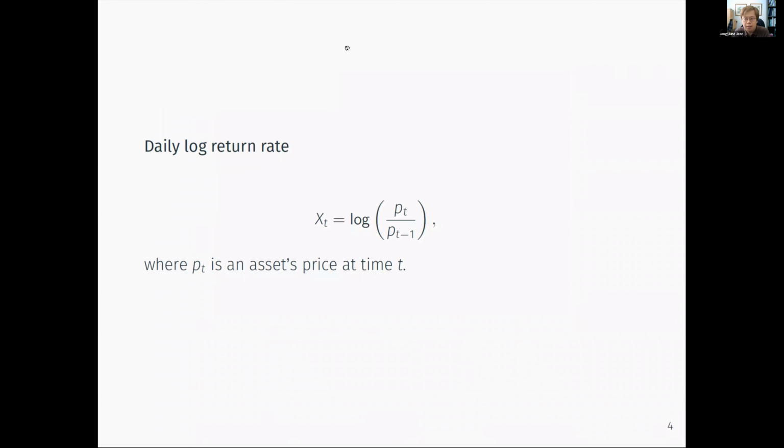The daily log return rate is defined by the logarithm of the ratio between the current price and the past price. Here, P_t denotes the asset price at time t. Then X_t is called the daily log return rate. If we assume the distribution of X_t is stationary, then we have a chance to make a decision based on the estimated distribution of X_t. So we have to estimate the distribution of X_t and make a decision based on the estimated distribution.